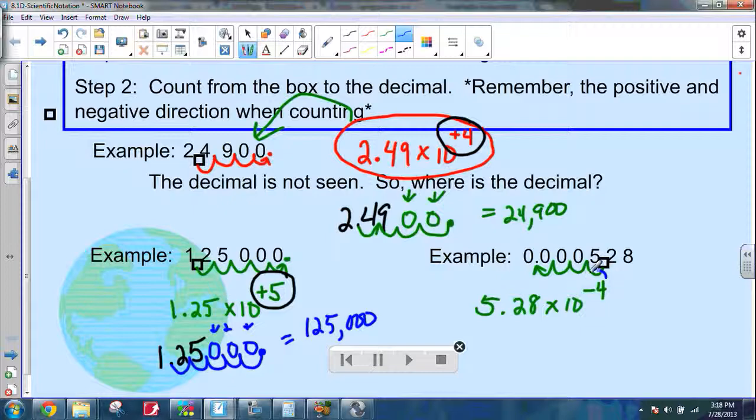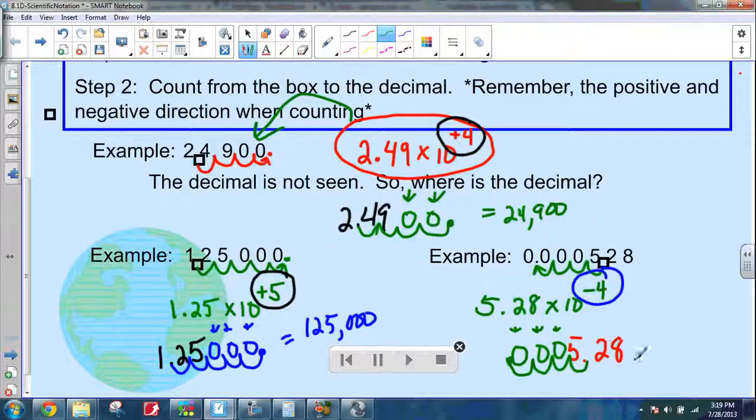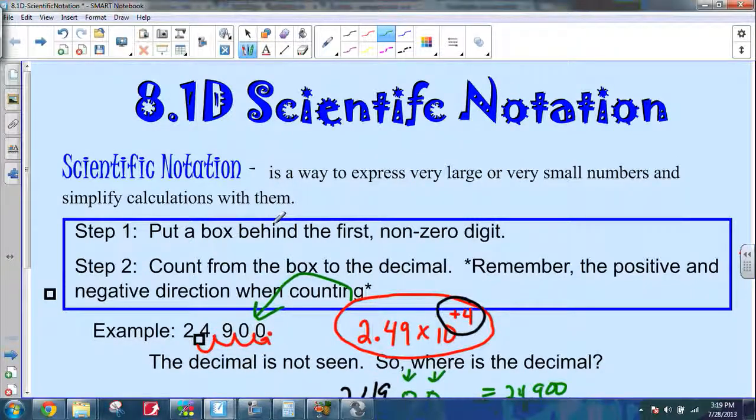And lastly, this tells us to move our decimal in a negative 4 direction. So we're going to write our number and do just that. So 5.28, and we're going to move in a negative 4 direction. Negative 1, negative 2, negative 3, negative 4. And again, blank place values call for 0 placeholders. 1, 2, 3. And there we have it, our original number, 0.000528.